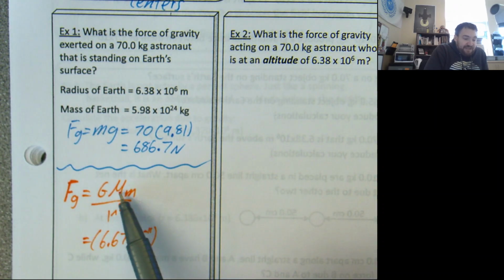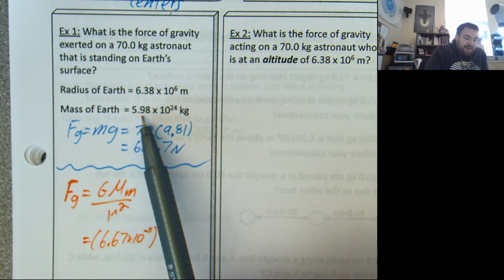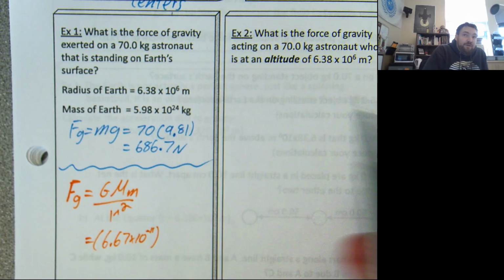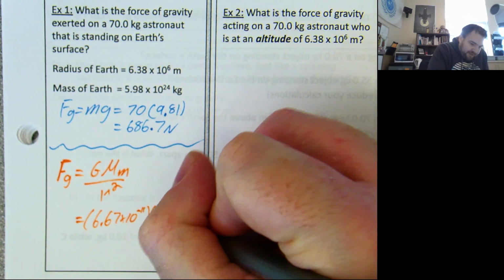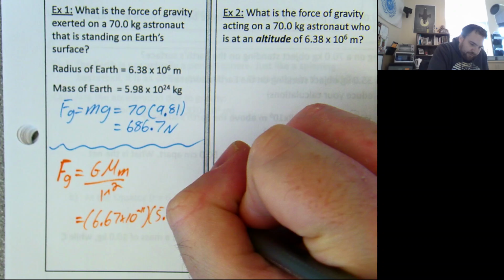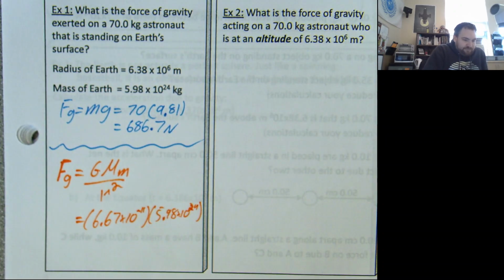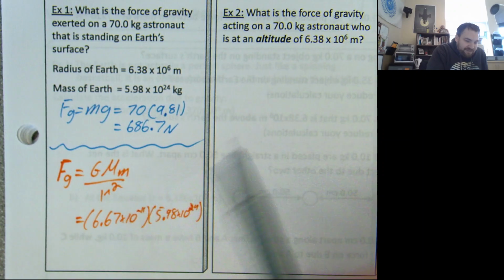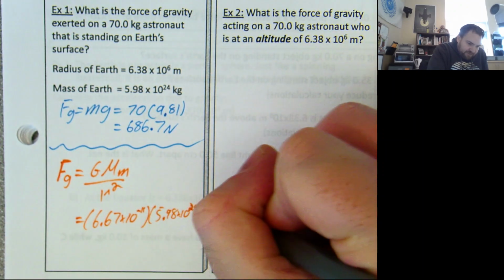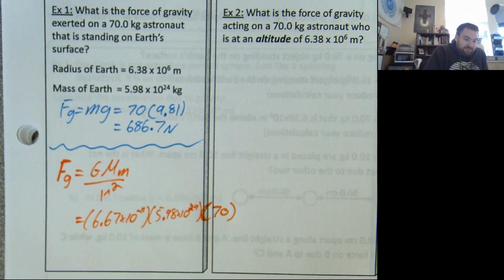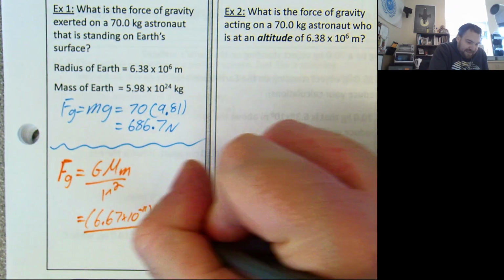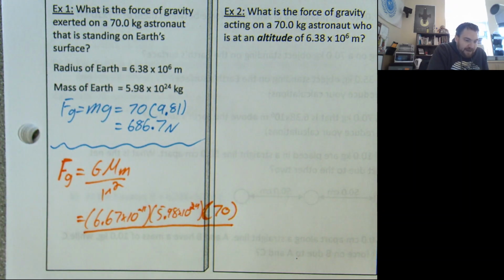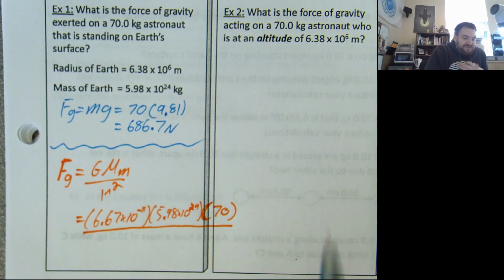Big M is going to be the mass of the Earth, 5.98 times 10 to the 24. That little m is going to be the mass of our astronaut. It's going to be 70. And we're going to divide that by the distance between their centers.